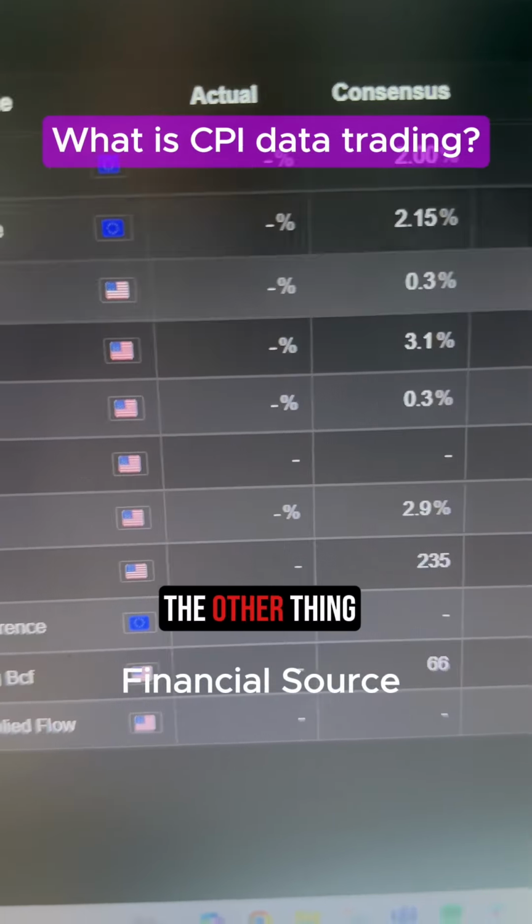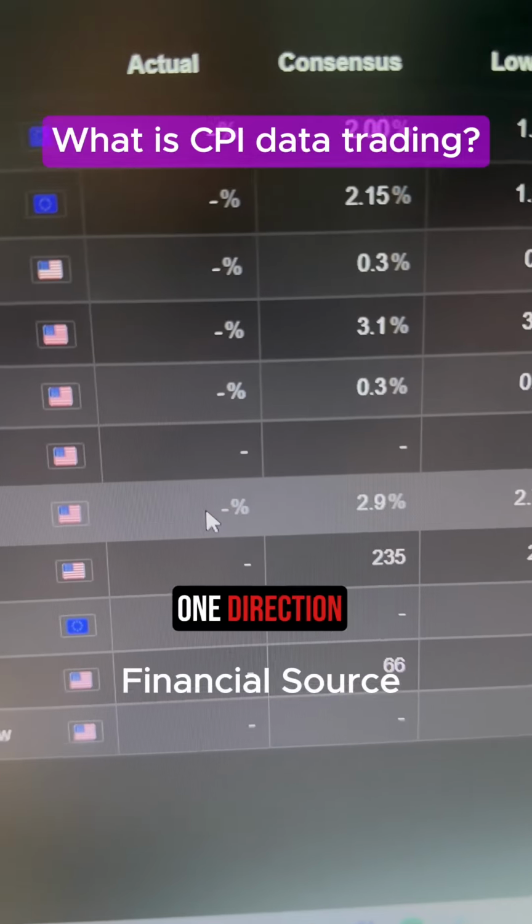Okay, so there are 2 other strategies. You can fade the spike, and that's just where, if it comes in at consensus, then the market's probably not going to move much. It'll pop in one direction, and you can fade the spike.